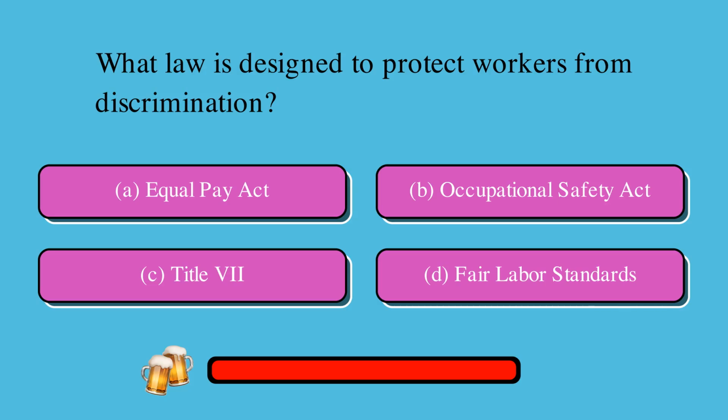What law is designed to protect workers from discrimination? Is it A, Equal Pay Act, B, Occupational Safety Act, C, Title VII, or D, Fair Labor Standards? The correct answer is C, Title VII.